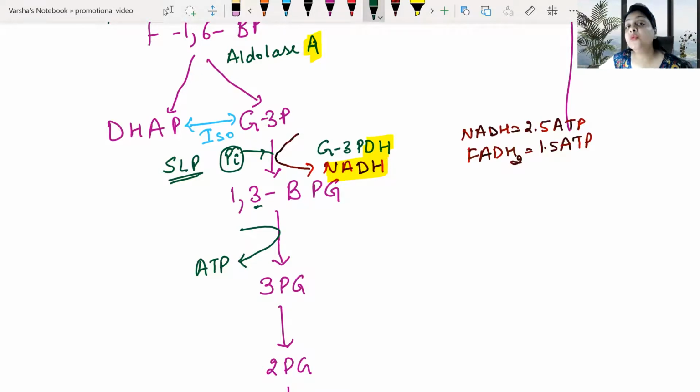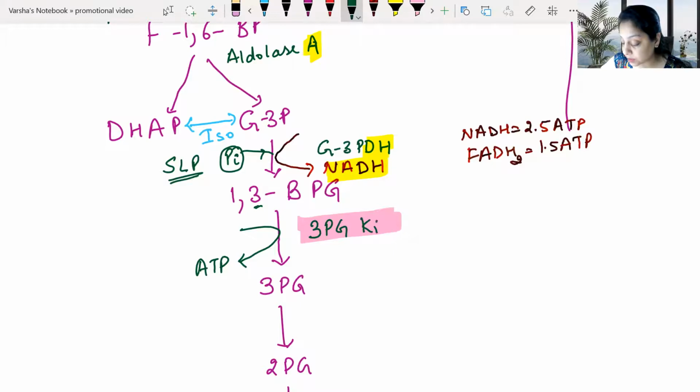And since we are removing a phosphate, what do we expect? We expect a phosphatase enzyme. But this is an exception. Remember, I told you there is one exception you will see in which the phosphate is being removed, but the enzyme is not a phosphatase. Rather, it is named after the product; 3-PG is the name of the product.